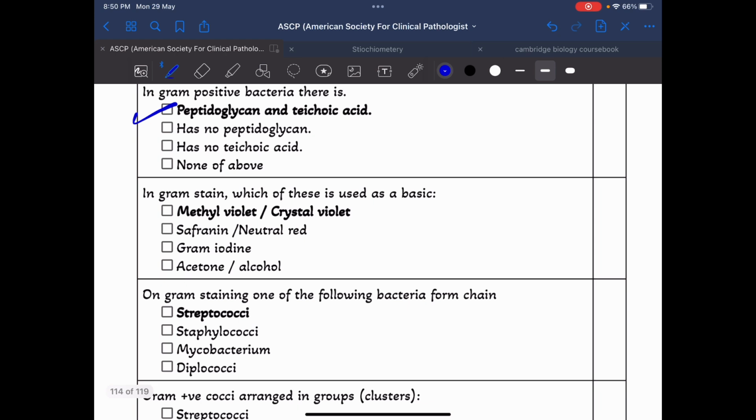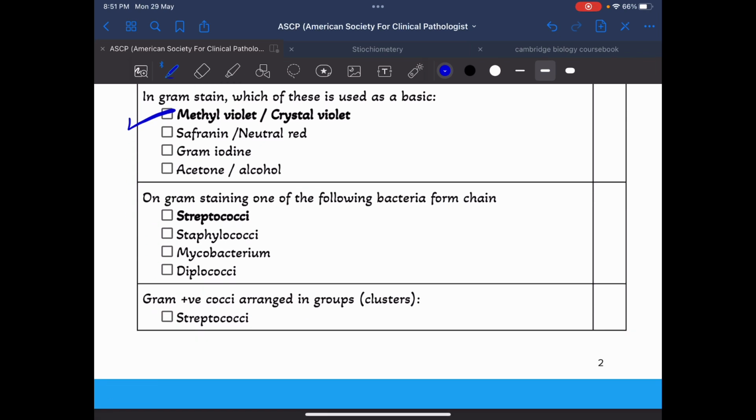In gram stain, which of these is used as a basic stain? Methylene blue, methyl violet, crystal violet, safranine, neutral red, gram iodine, acetone, alcohol. The correct answer is methyl violet, crystal violet, which is a basic stain.